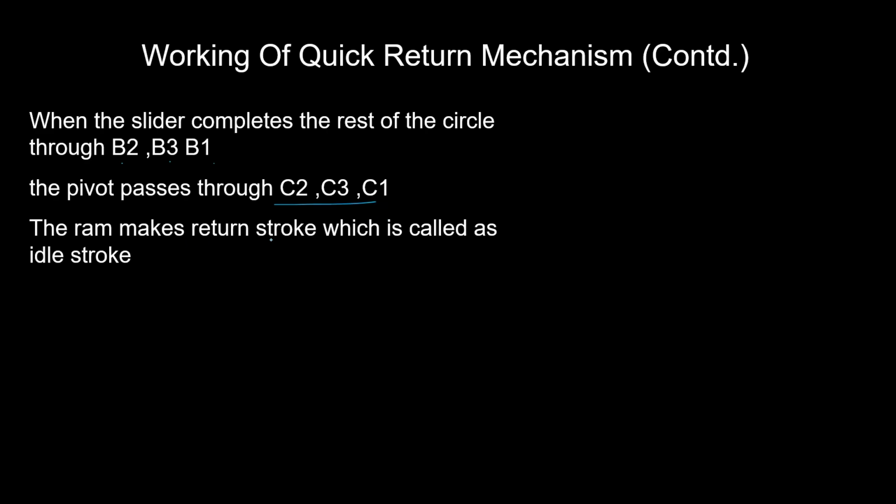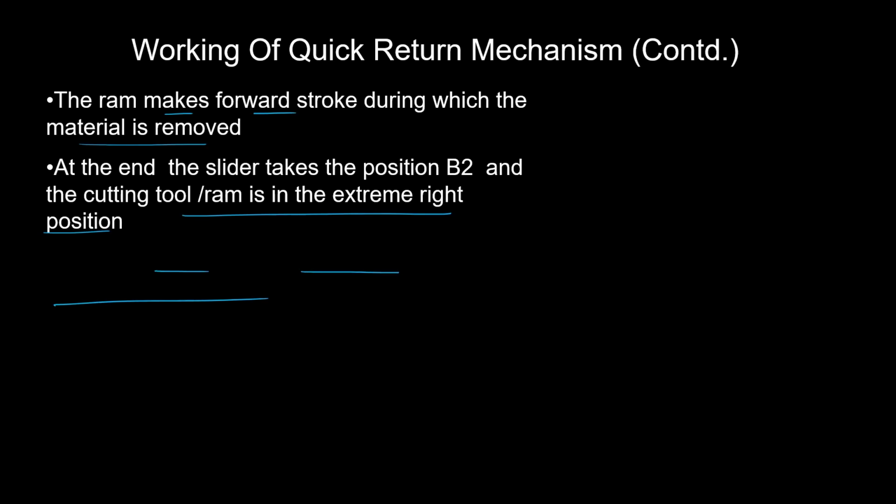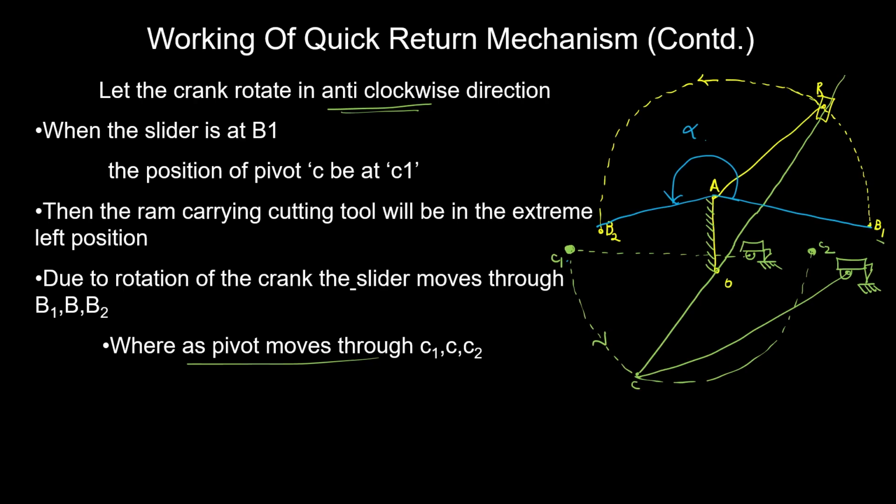Same way, when the slider is moving from B2, B3, B1, the rest of the circle, then the pivot is going to pass through the points C2, C3 and C1, and the ram is going to complete the return stroke. So if I want to express that in the diagram, let me go back to the slide. So here, this was for the forward stroke.